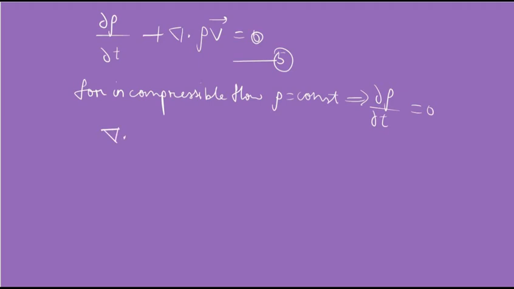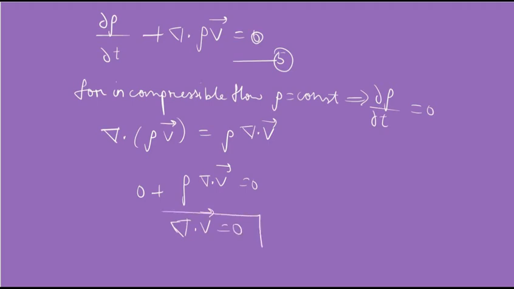So can I write this term like this, because rho is constant over here, right? Which means my dou rho by dou t is already 0. Then I have rho into divergence of V. So what is left? Rho is constant, so I am remaining with the term divergence of V equal to 0. So with the help of the continuity equation as well, we can come to this conclusion.